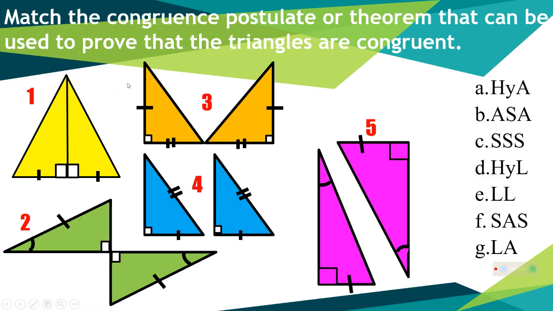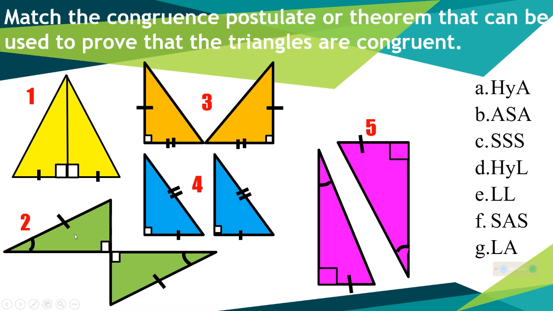Match the congruence postulate or theorem that can be used to prove that the triangles are congruent. Instead of matching, let's just answer this orally. So we have here number 1. What kind of postulate or theorem are you going to use in number 1? Yes, we have side, angle, side. Why? We have here to use the reflexive property. So side, angle, side, because they are congruent angles, because they are right angles.